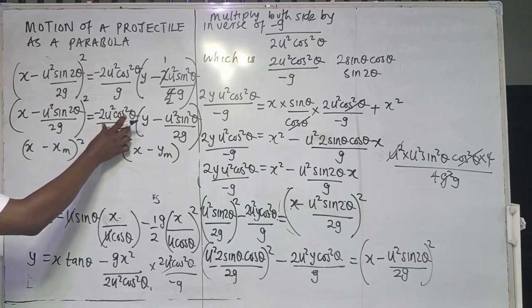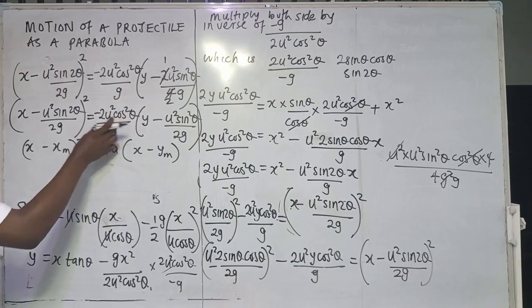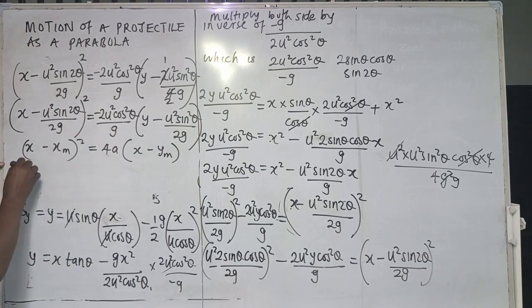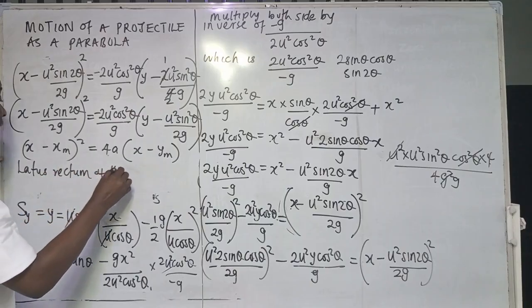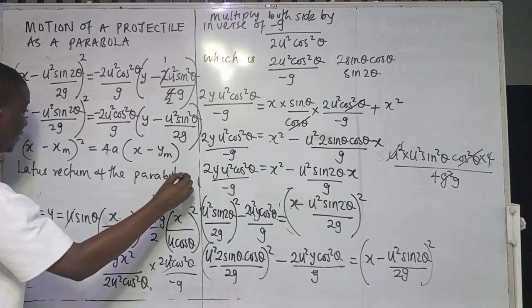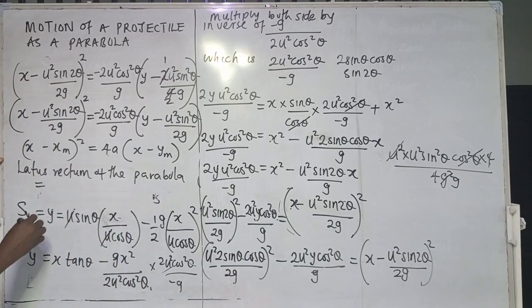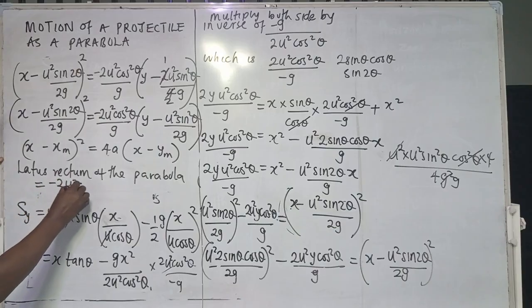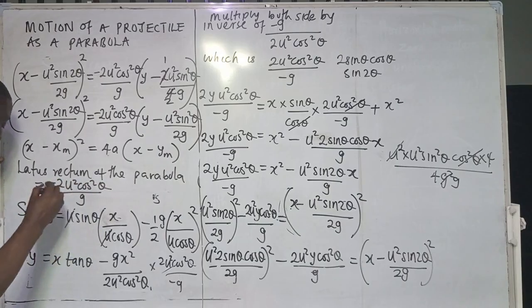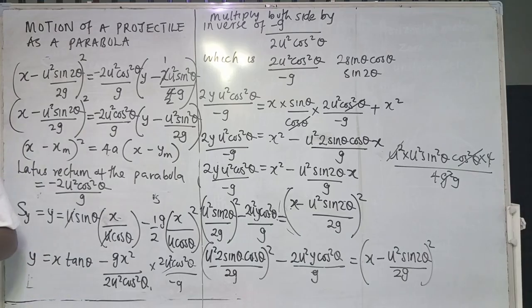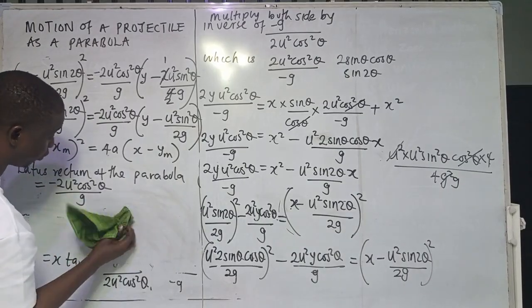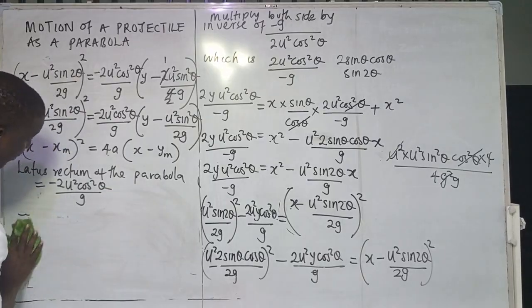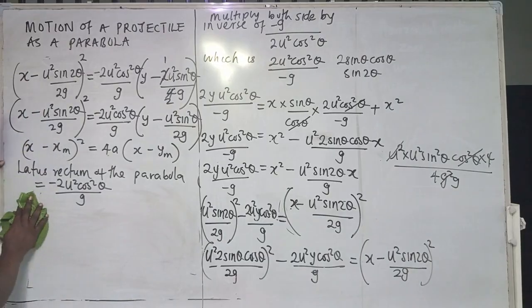This is the equation of what? Motion of what? Of a projectile. This is the latus rectum. So the latus rectum of the parabola, of the projectile, is equal to what? Minus 2u square cos square theta over g. If they ask you what is the latus rectum, that is the latus rectum of the projectile. The latus rectum has been gotten of the projectile.